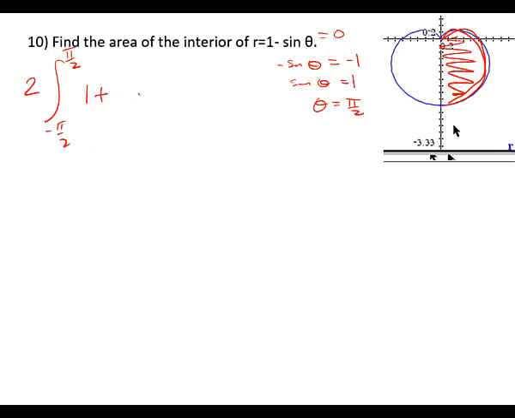1 plus sine theta. Oh, sorry, 1 minus sine theta. Were we supposed to square it? I don't remember. I think we were. I think I have the wrong answer written down. Let me make sure. I think mine's wrong. Yeah.